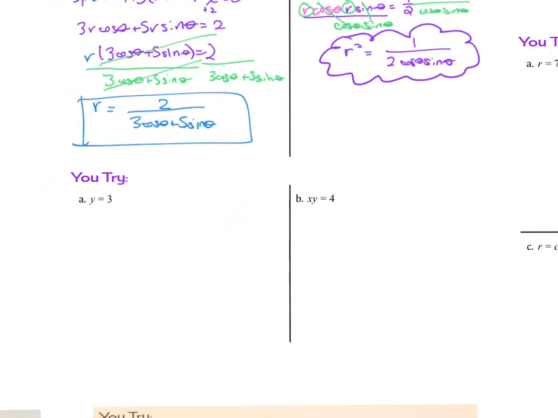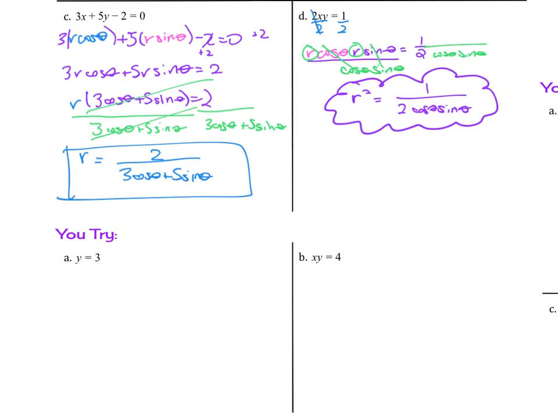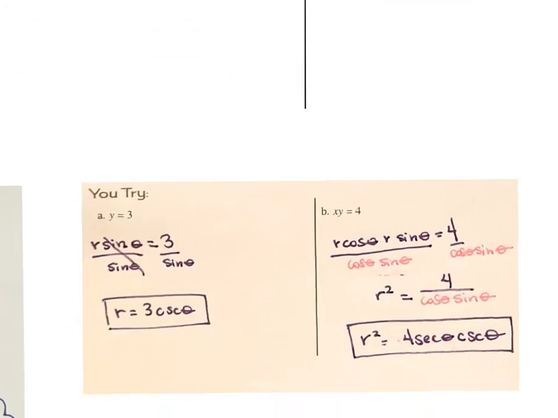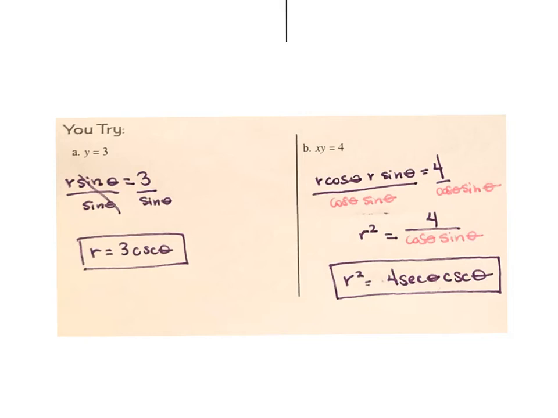So go ahead and try these 2 examples here. Trying this out for letter A, you should have gotten r equals 3 cosecant of theta. For x times y equals 4, very similar to the other problem, you would get r squared equals 4 secant theta cosecant theta.